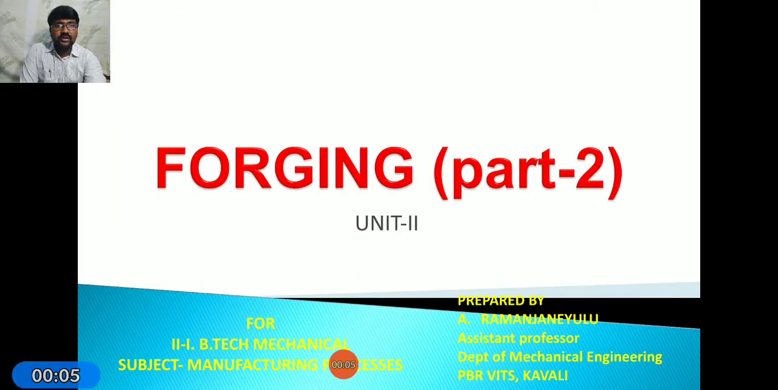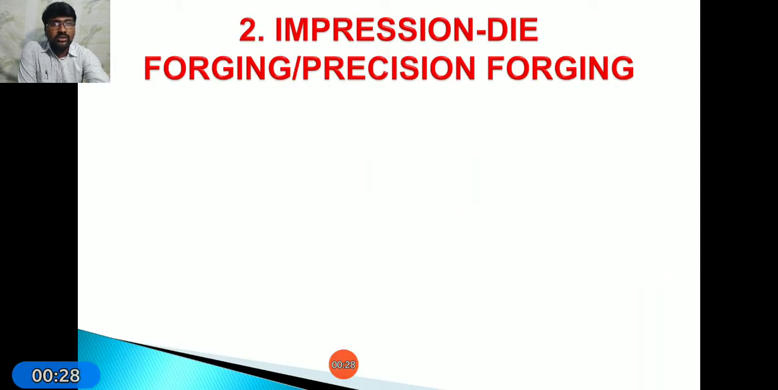In the previous session, we discussed the introduction to the forging process and the classification of forging processes. Now, in today's lecture, we are going to discuss impression die type and closed die type forging process, defects in forging, and the advantages, limitations, and applications of the forging process. Now, going to the introduction to impression die forging or precision forging process.